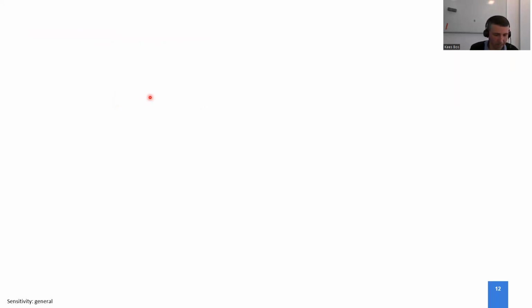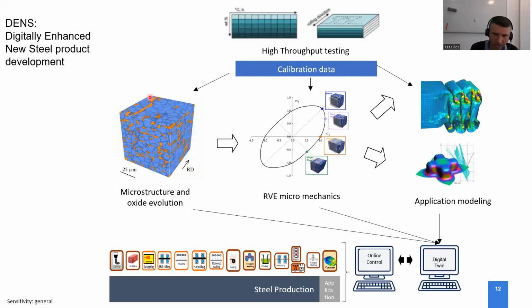Which then brings me to the introduction of the DENSE program that I think Erik already briefly mentioned. That is what is called the digitally enhanced new steel product development. And I want to share the concept of that with you. So what is the idea? We start here in the middle with an RVE-based, or representative volume element based, microstructure evolution model, which feeds into micromechanical models like crystal plasticity, which then can also give data to, say, more macroscopic modeling. And the idea is that this is all full field physical models that we apply here.